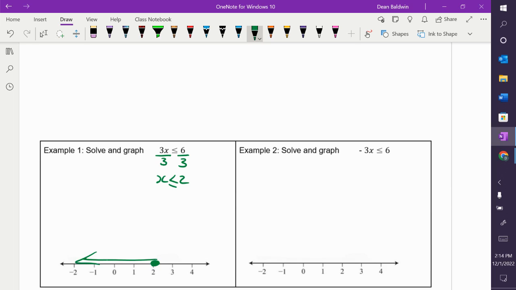All right. Next one. -3x is less than or equal to 6. Divide by -3. What do you have to do when you multiply or divide by a negative? Flip the inequality. So then I get x is greater than or equal to -2.